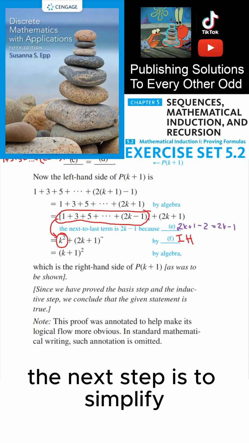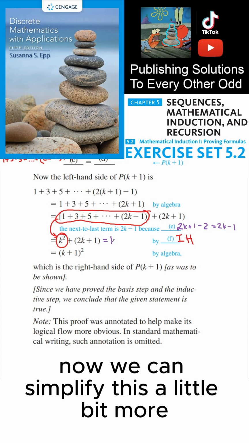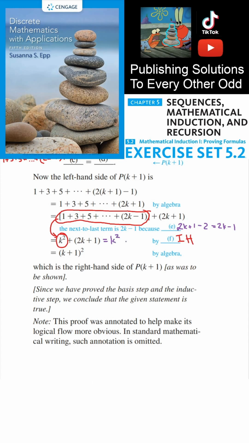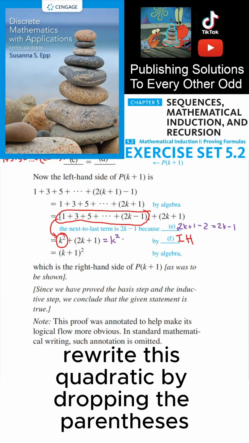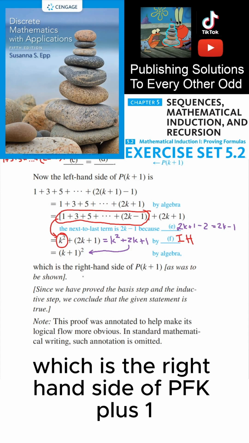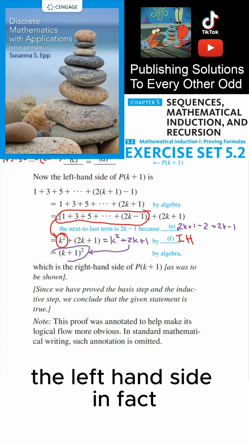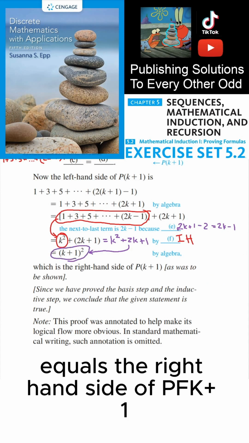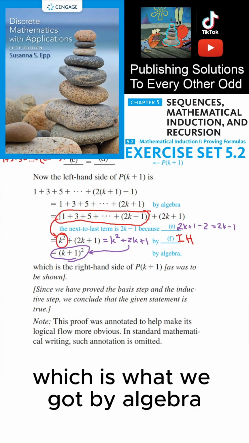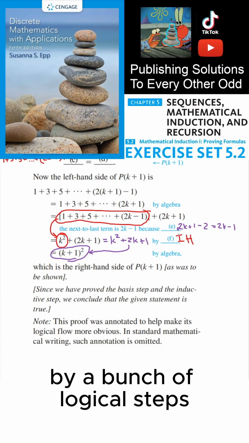The next step is to simplify this quadratic. Now, we can simplify this a little bit more, I think. We can rewrite this quadratic by dropping the parentheses. And then we can factor this quadratic as k plus 1 all squared by algebra, which is the right-hand side of P of k plus 1, as was to be shown. This is what we wanted to show. We wanted to show that the left-hand side, in fact, equals the right-hand side of P of k plus 1, which is what we got by algebra, by the inductive hypothesis, by a bunch of logical steps.